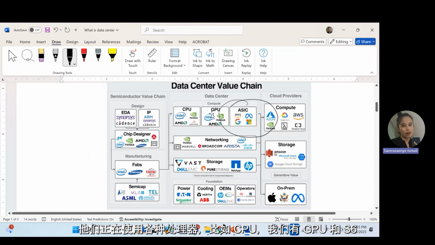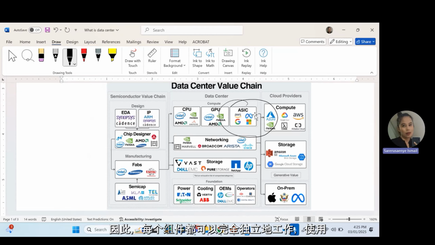And then most data centers are using processors such as CPUs. We have GPUs and ASICs. Each of the components can work independently, and entirely using distribution techniques.